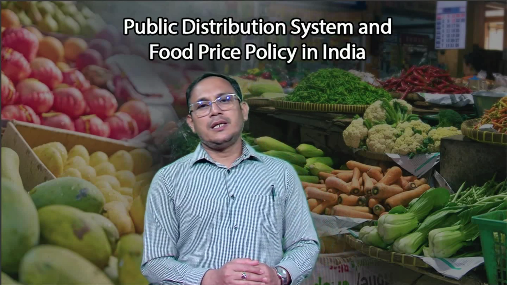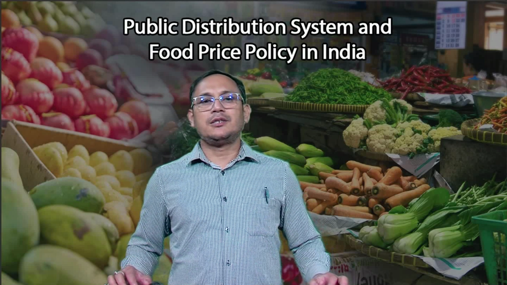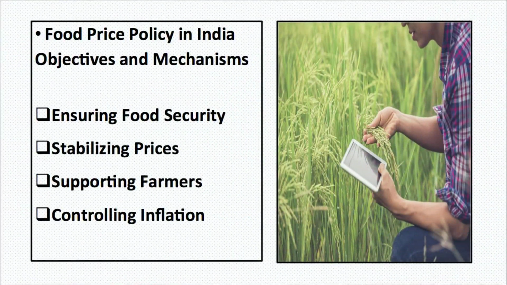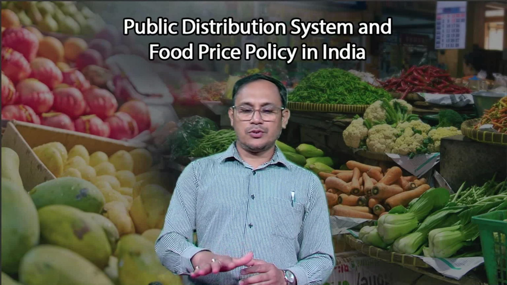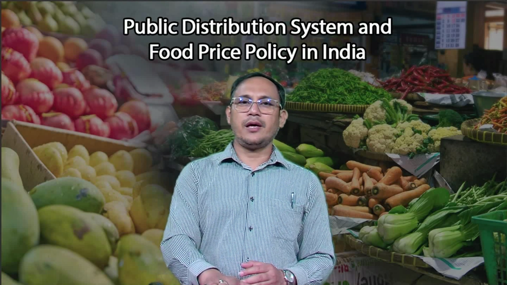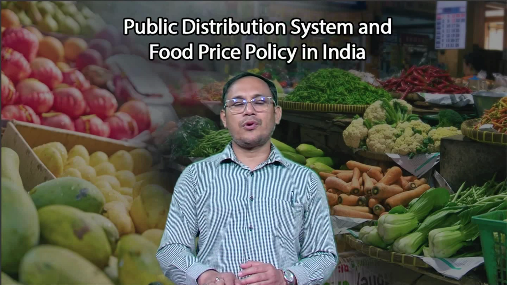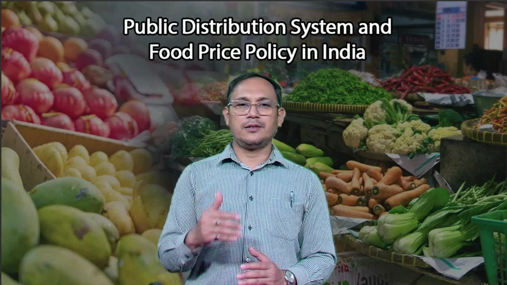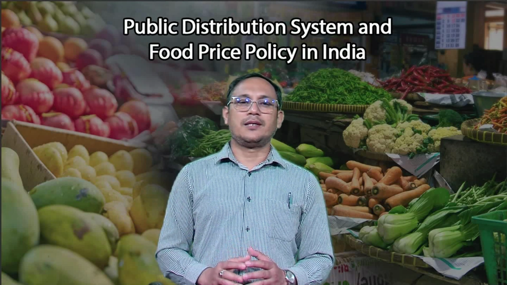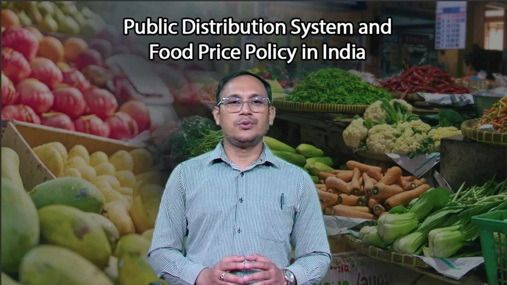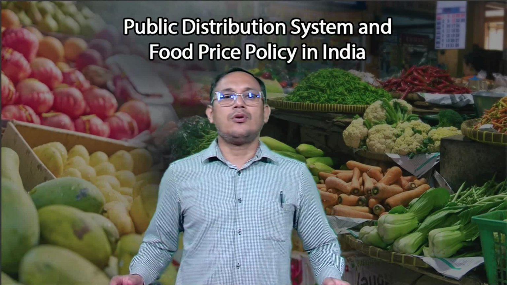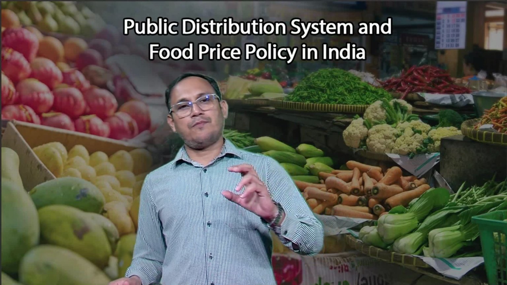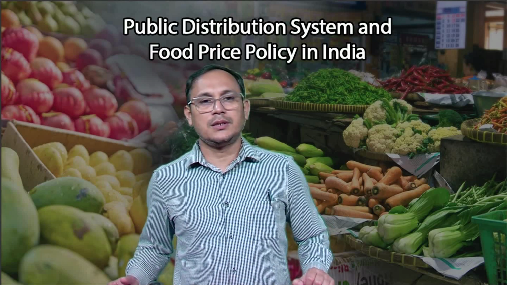The food price policy in India basically aims to achieve multiple objectives. One is ensuring food security by making essential food grains affordable for the poor. The purpose of the government is to provide food grains either free or at a rate which is affordable for the poor. For example, rice at 3 rupees per kg, or wheat at 2 rupees per kg, which is affordable to poor people. That is one of the objectives of food price policy in India.